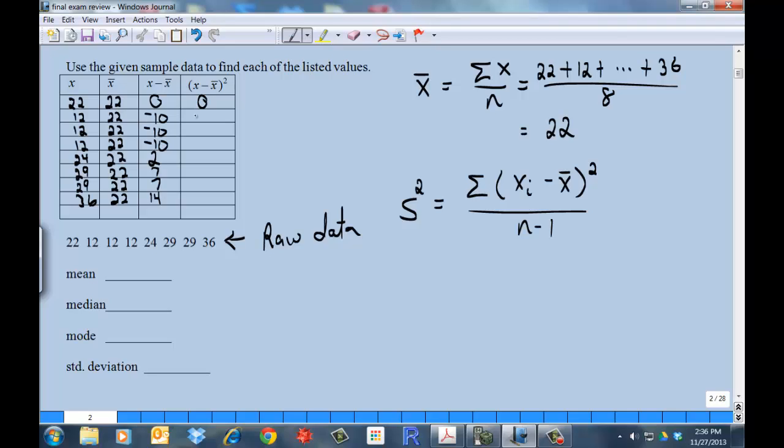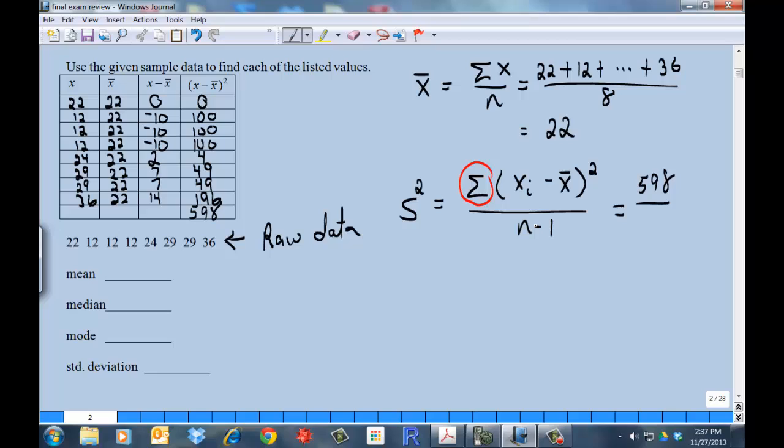So the next thing that we're going to do is just square all of these values. So 0 squared is 0, and 100. Minus 10 squared is 100. 100 here. 4. 49. 49. 196. Now, to get the numerator for our formula over here, it tells us to add up. So we're going to add up. Remember, this symbol here means add up xi minus x bar squared. So that's this last column over here, 0 plus 100 plus 100 plus 100 plus 4, 49, 49, 196. Total here gives us 598. And that's going to be our numerator.